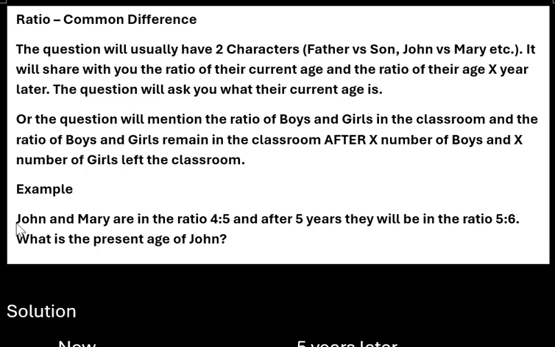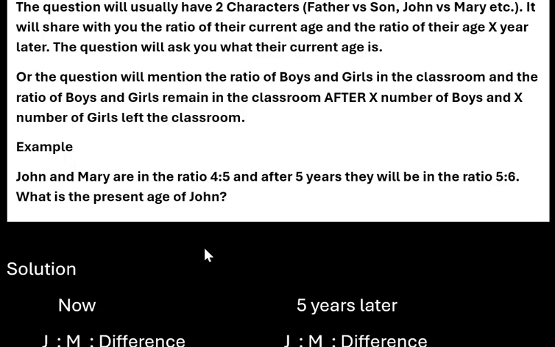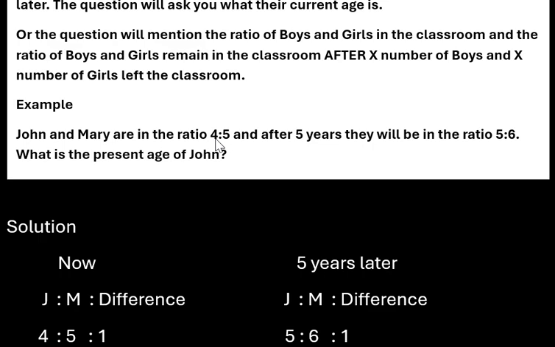Okay, so let's take a very simple example. John and Mary's ages are in the ratio of 4:5, and after 5 years, their ages, in terms of ratio, are 5:6. So what is the present age of John?